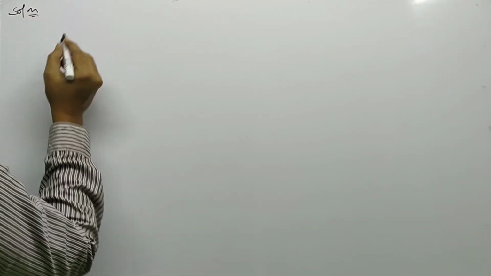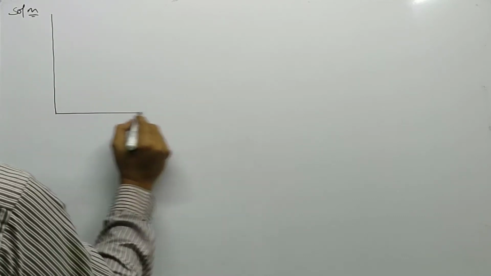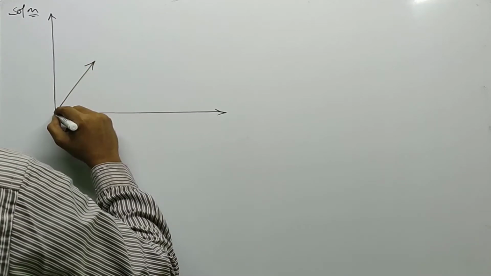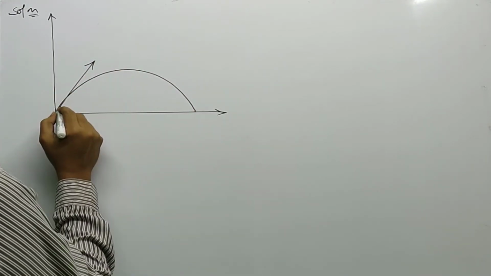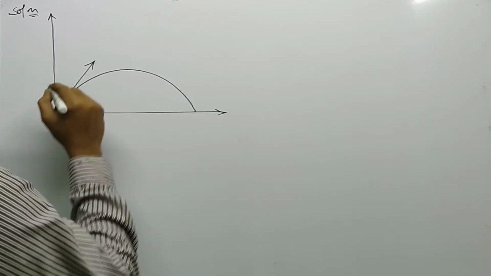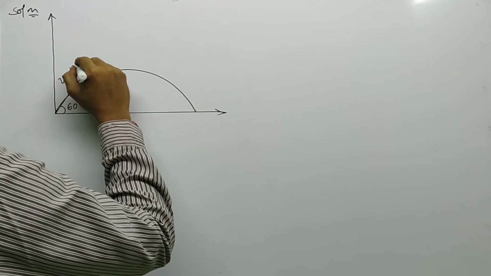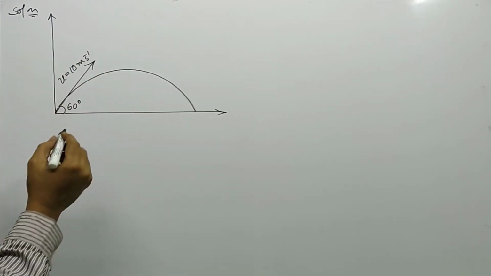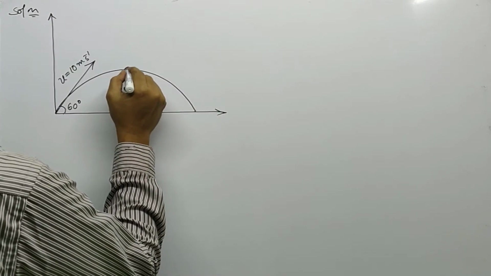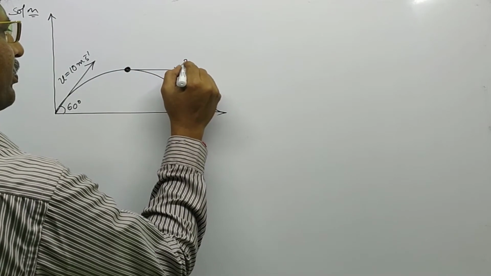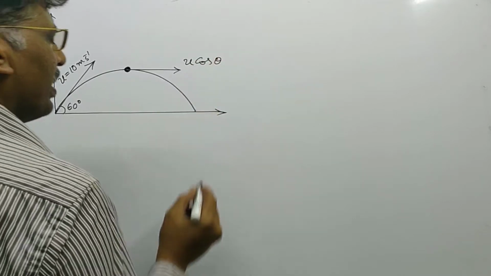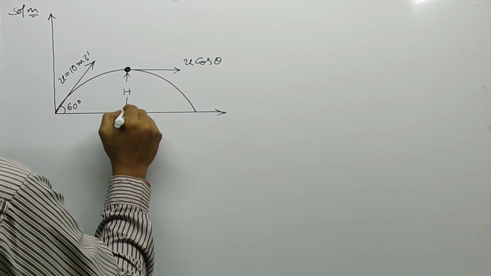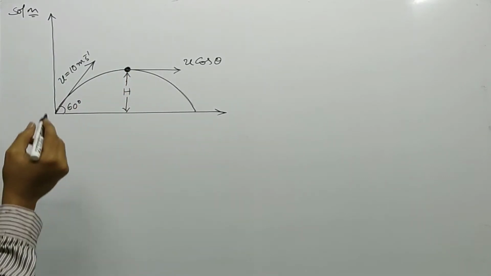Solution. As per the question, when a body is projected at an angle theta with the horizontal, it follows a parabolic path. Theta is given as 60 degrees and the velocity of projection is 10 meters per second. At the highest point, what is the angular momentum of the projectile? That is our question. The maximum height reached by the projectile is capital H.